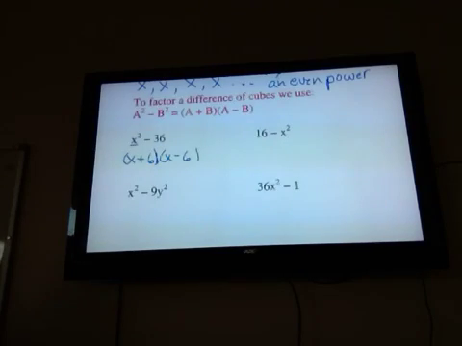Second example. I have squares: 16 minus x squared. So 16 is 4 times 4. X squared is x times x. One gets a plus and one gets a minus. And it does not matter which one gets which sign.